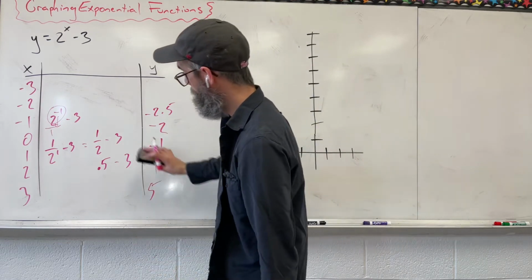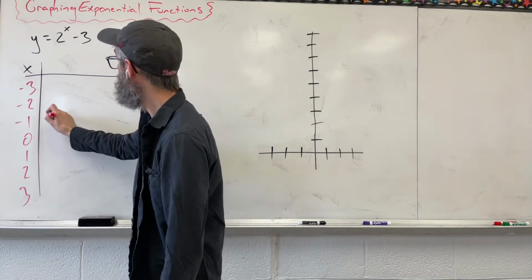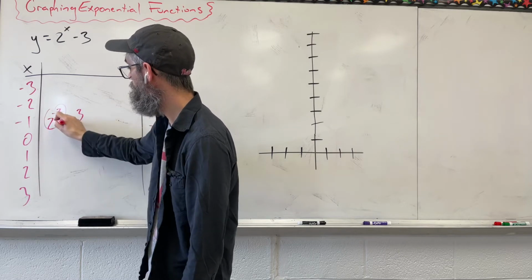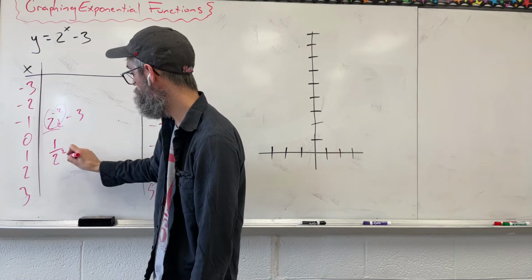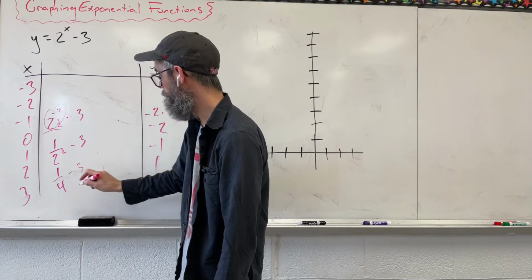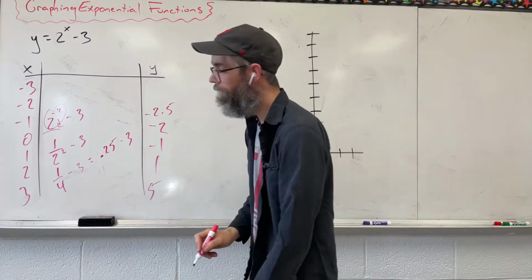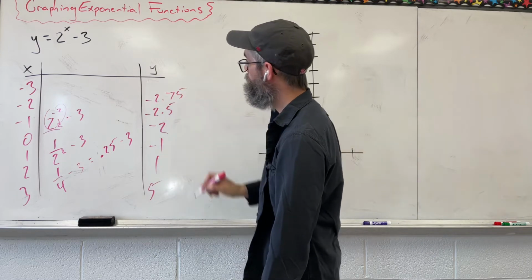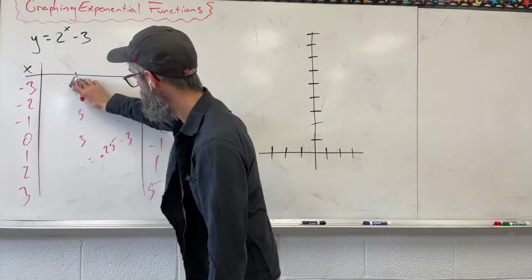We've got to do this again, this time with negative 2. So we're going to say 2 to the negative 2 power minus 3. We're going to take this, move it under the fraction line, giving us 1 over 2 squared, which is really 1 over 4 minus 3, which is 0.25 minus 3, and that gives us negative 2.75. And let's do it one more time.